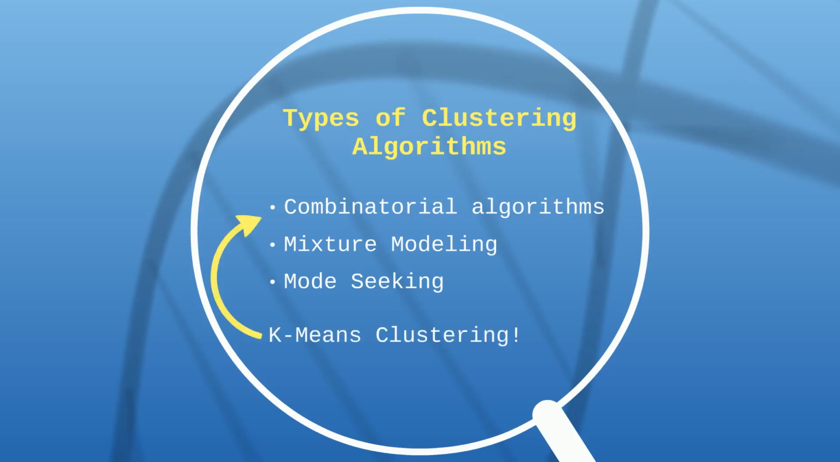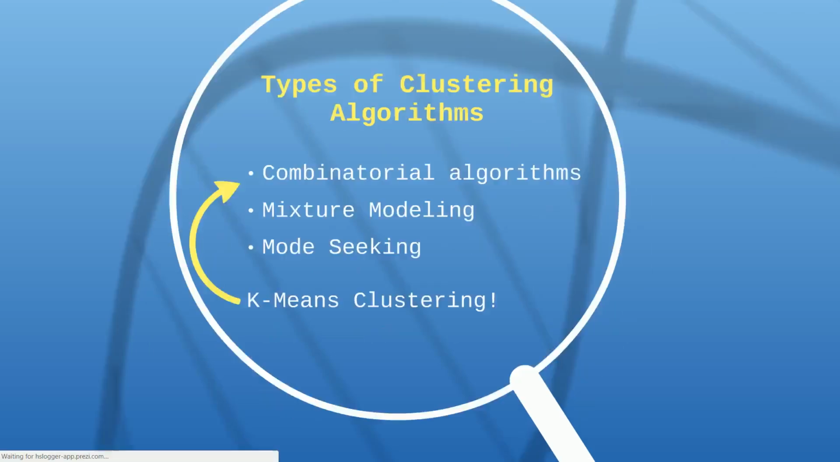We're going to talk exclusively about k-means clustering, and this is because it is by far the most popular combinatorial algorithm, which is by far the most common type of clustering algorithm. So more often than not, you're going to see k-means clustering. Let's dive right into that, explain it more fully, look at some of the math behind it, and as well, an example of k-means clustering being used.